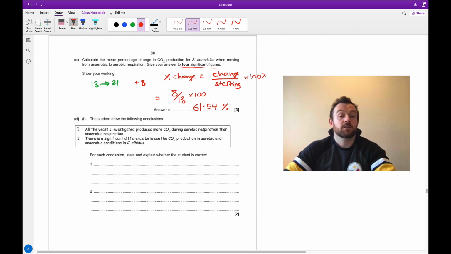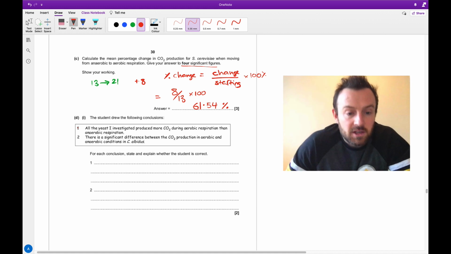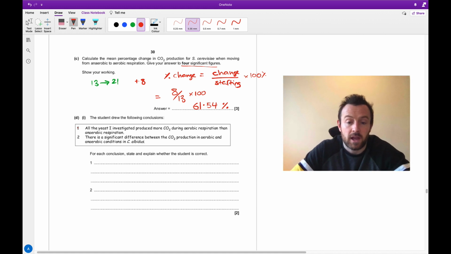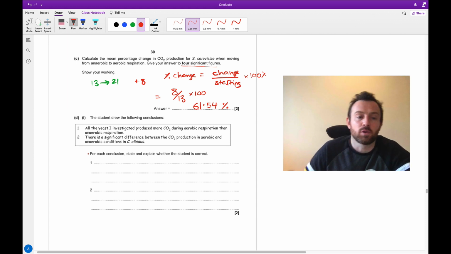Okay, now let's look at the conclusions of this experiment. The student drew the following conclusions. 1, all the yeast I investigated produced more CO2 during aerobic respiration than anaerobic respiration. We'll check that in a second. 2, there is a significant difference between the CO2 production in aerobic and anaerobic conditions in C. albidus. So first of all the yeast.